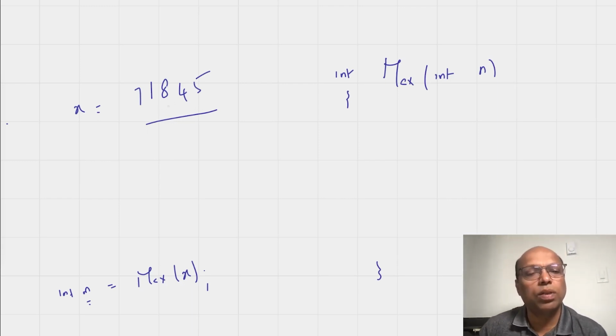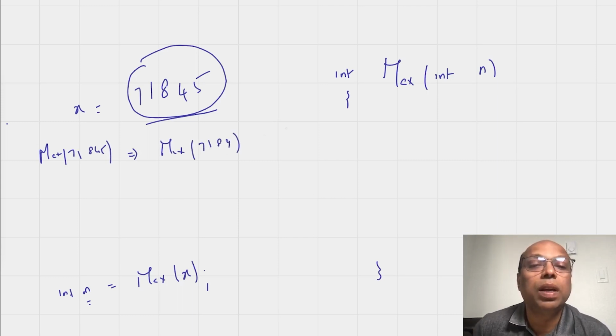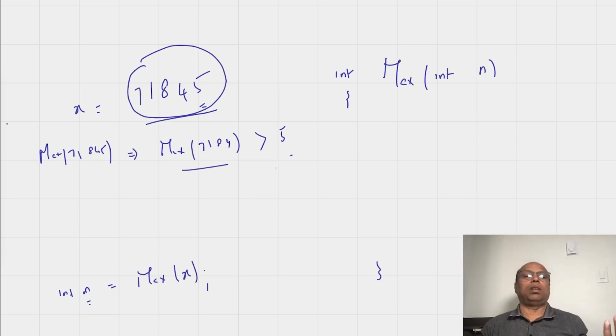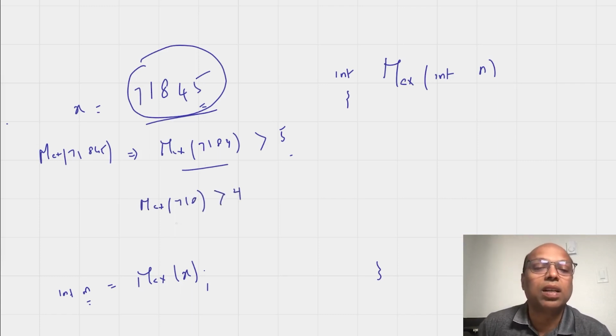Now if I give this number, can I say the largest digit in this number is the max of 71845, which is the maximum of 7184 compared with 5. Whoever is greater, that needs to be written. Now what is max of 7184? Max of 7184 is the maximum of 718 compared with 4. That result needs to be written here.